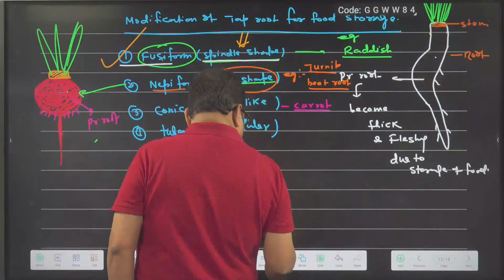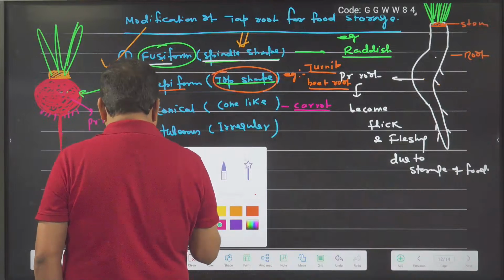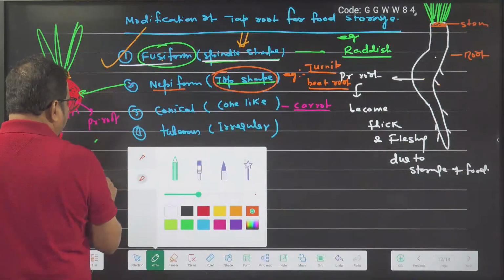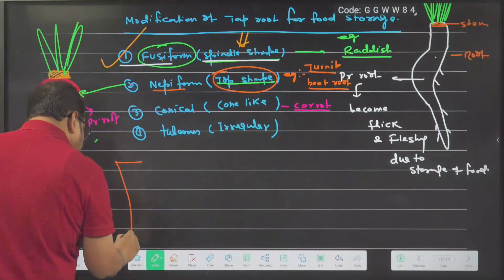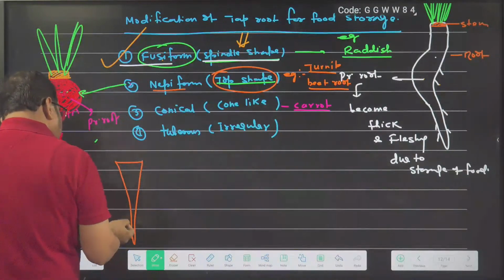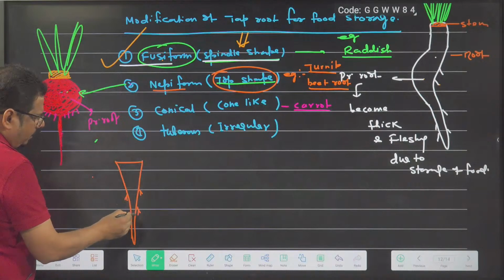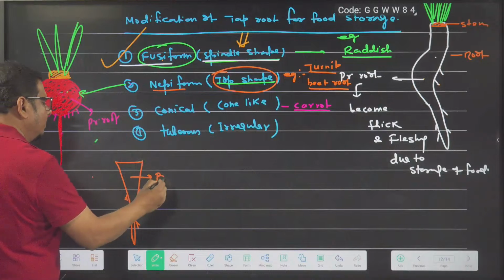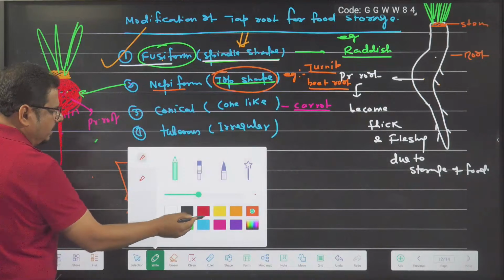Carrot. I am drawing the diagram. Look here, I am writing the conical diagram. So that was napiform. Now I am drawing the diagram of a conical root. You will find this kind of root. Here is the primary root, with small secondary roots and tertiary roots arising in carrot. Here also food is stored in the primary root. If you see the carrot, here also a disc-type stem is there.